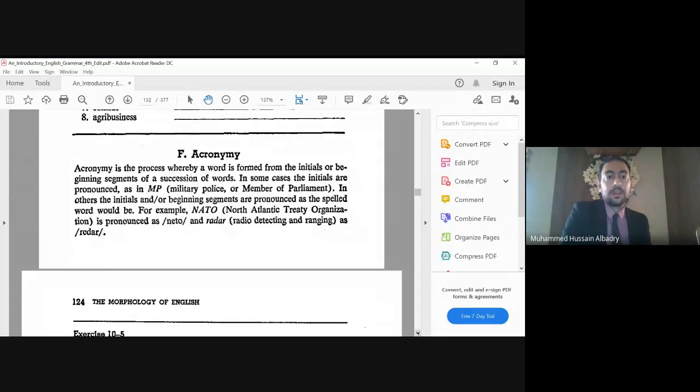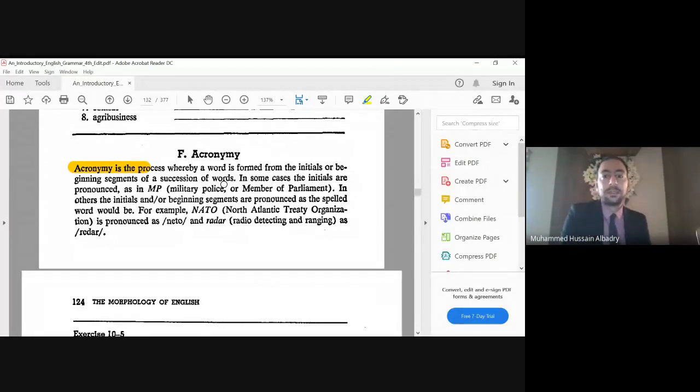Good. Acronomy, this is the definition of acronomy. It is a process whereby a word is formed from the initials or beginning segments. Segments means what? Means part. Segment means part. So a word is formed from the initial or beginning segments of a succession of words. Only the first letter, for example.